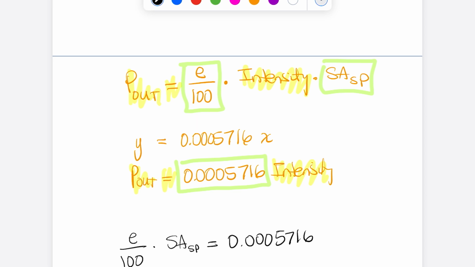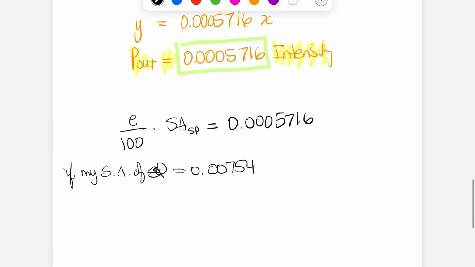So if I know what the surface area is, where is it? On my Excel, I'm peeking here. The surface area of the solar panel is 0.00754, and I can plug that in there and find my experimental efficiency. Before, I showed you on the data table that you could figure it out for individual points, but it's always more sophisticated and gives better results if you use the equation of the trend line and interpret that.